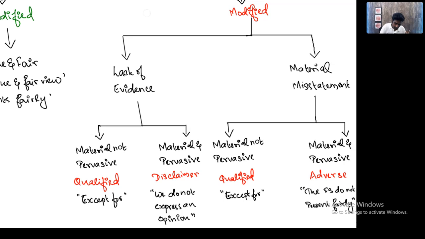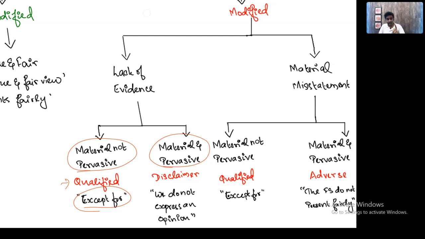One is whether it is material but not pervasive. Second, material and pervasive. If it is material but not pervasive, we will issue a qualified opinion where we will say, except for this particular transaction or except for this particular account, everything is true and fair. So we are calling out only one transaction or one specific account and saying that this particular item is not appropriate. Except this item, all others are true and fair. For that, if there is lack of evidence, we'll issue a qualified opinion where it's material but not pervasive.